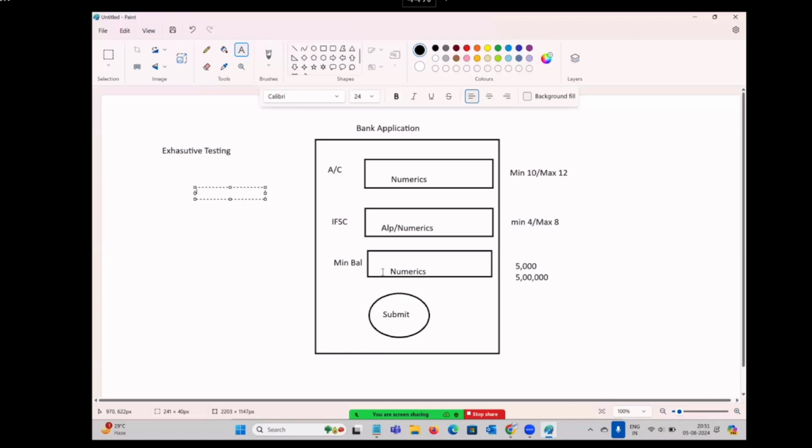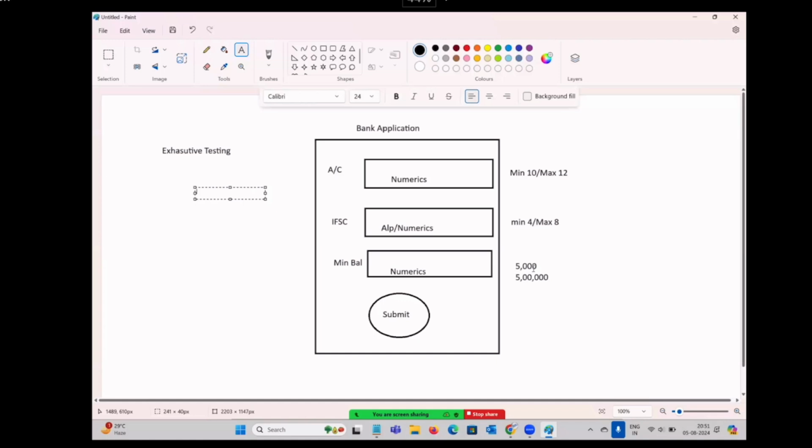Yes, every requirement is called one functionality. Account number minimum 10, maximum 12: 10, 11, 12, like that, are all functionalities working or not. IFSC code minimum 4, maximum 8: 4, 5, 6, 7, 8 working or not. And minimum balance 5,000 to 5 lakhs: 5,001 rupees, 5,002 rupees, up to 5 lakhs.